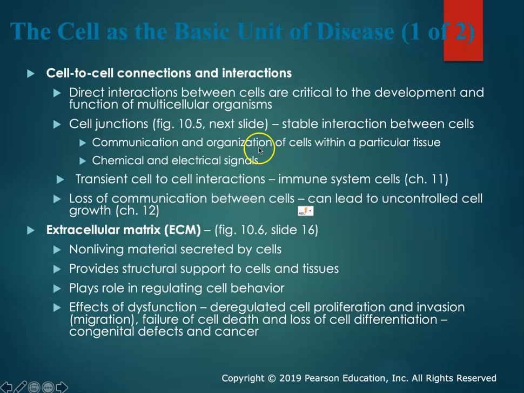It says chemical and electrical signals. Also, the junctions between these cells can allow for chemical and electrical signals to pass from one cell to another, okay? There are also more transient types of cell-to-cell interactions, and this usually involves immune system cells, and we'll talk about that a little bit more in chapter 11. If you lose communication between cells, it can lead to uncontrolled cell growth, and we'll talk about that more in chapter 12, okay? Let's look at 10.5, and then I'll come back and talk about extracellular matrix.